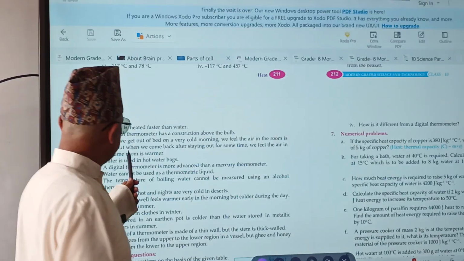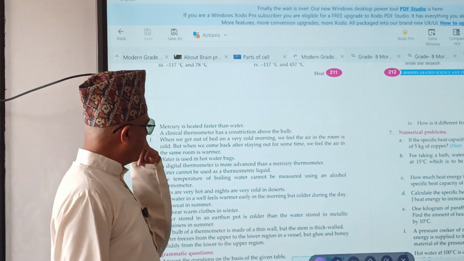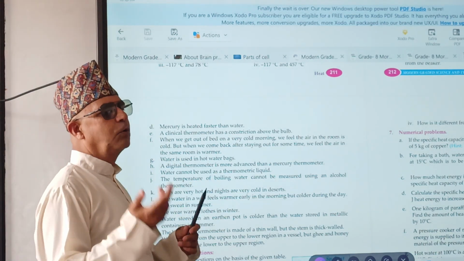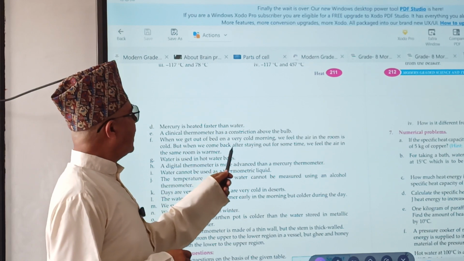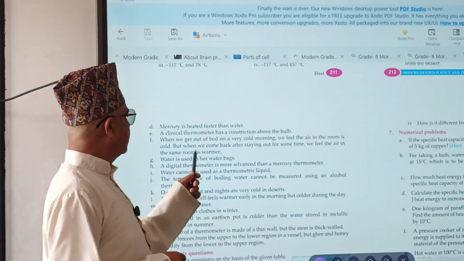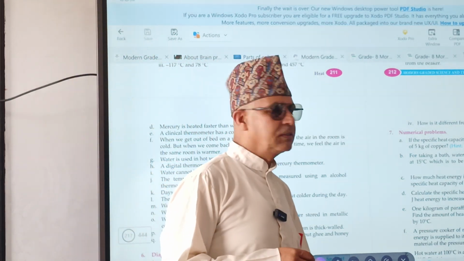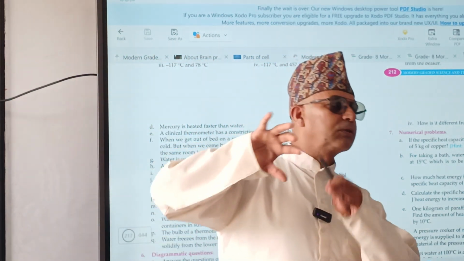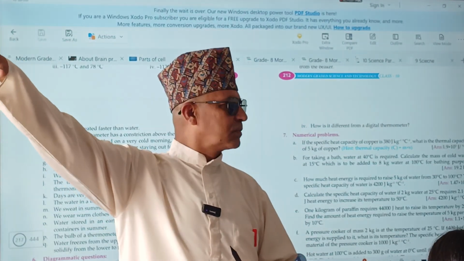So here what to mention? When we get out of a bed on a very cold morning, we feel the air in the room is cold because our body loses heat. But when we come back after staying out for some time, we feel the air in the same room is warmer because our body gains heat. How does it gain heat? When you go outside, our body loses more and more heat, or not? Because the temperature of the air outside is much lower.